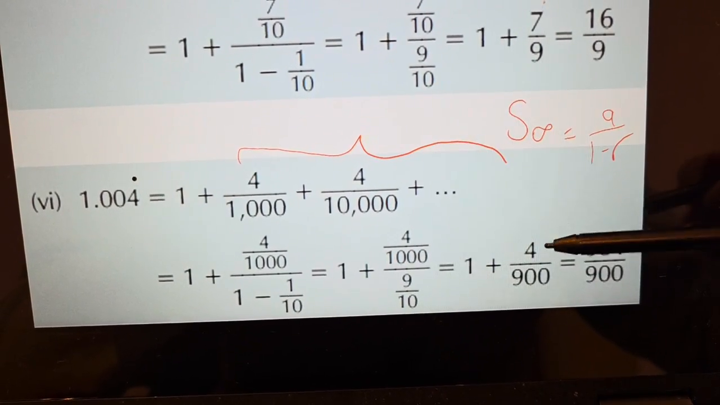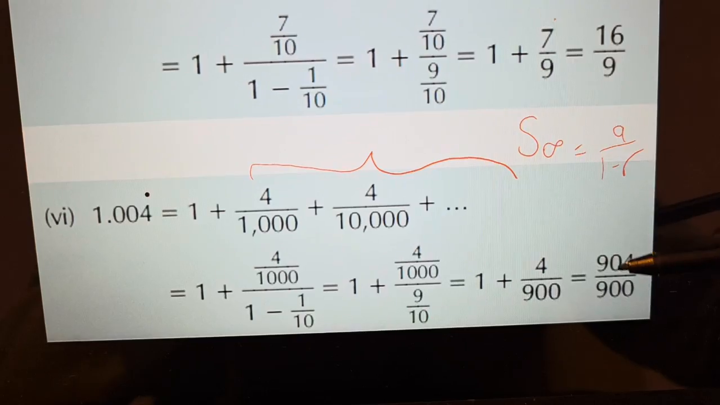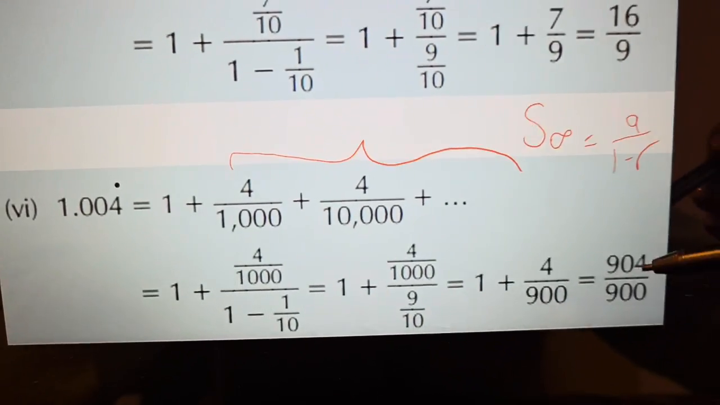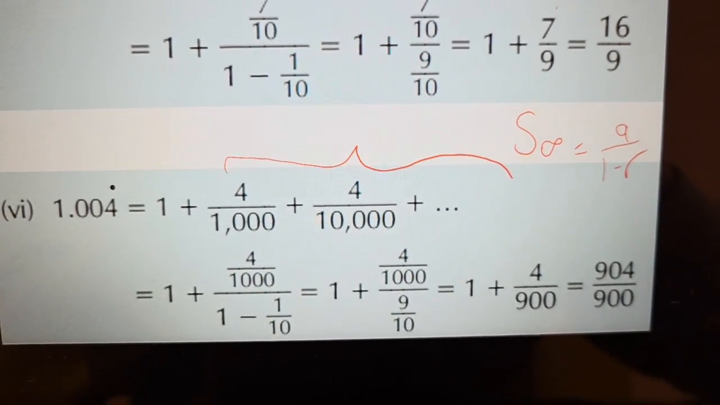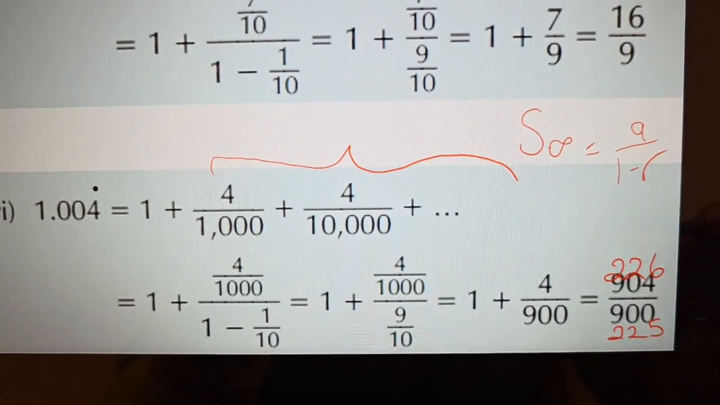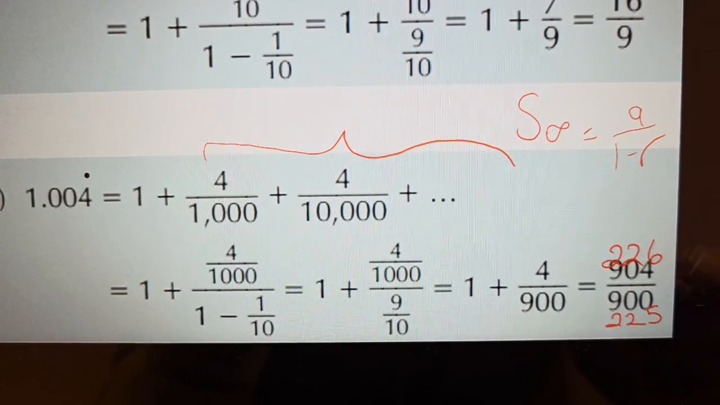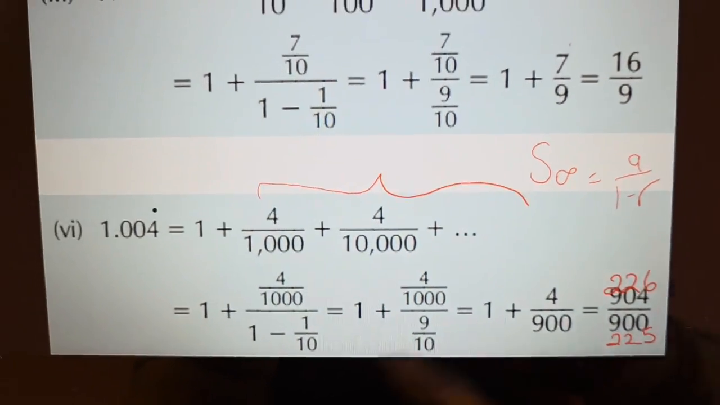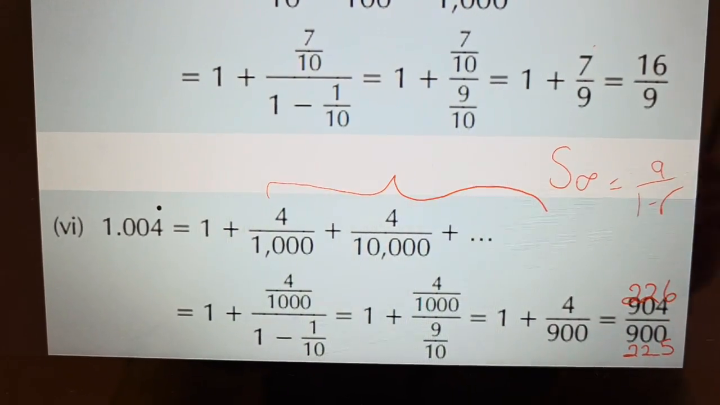So 1 plus 2 all over 450 will give you, okay, well this top heavy fraction could be simplified further. Divide above and below by 2, and it becomes 226 all over 225 as a top heavy fraction. Okay, so that's what that recurring decimal can be written as.